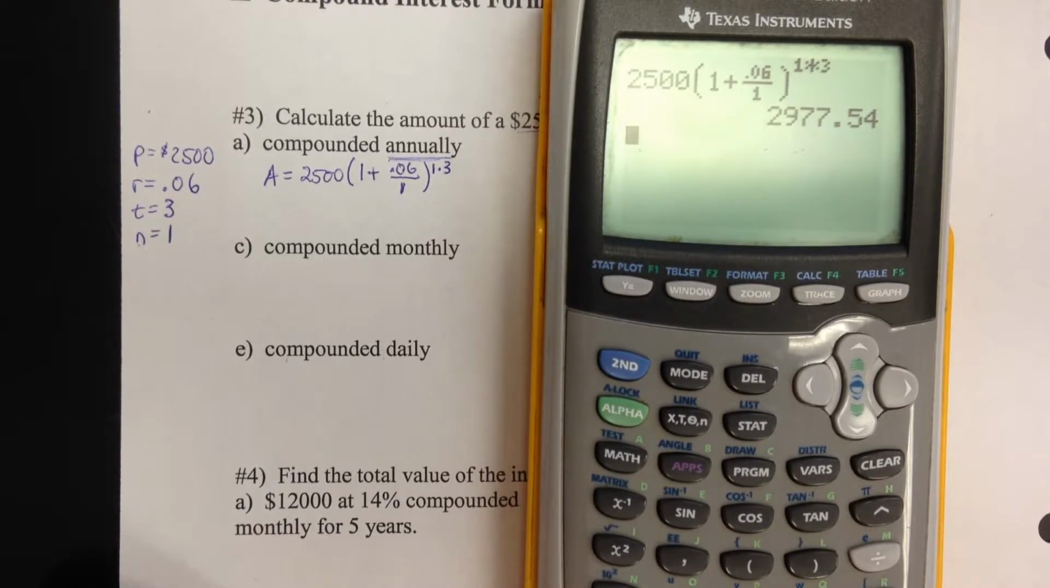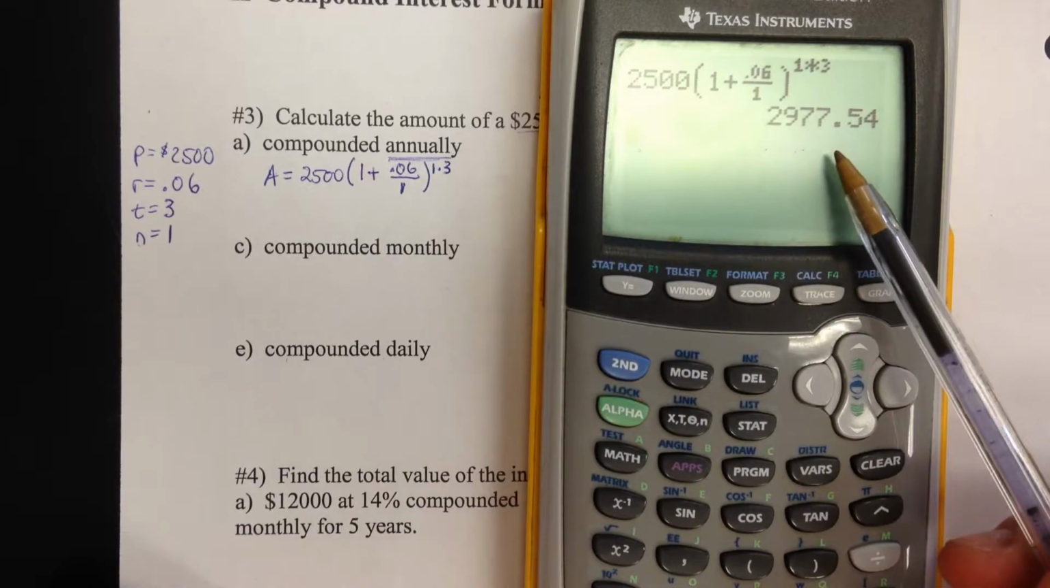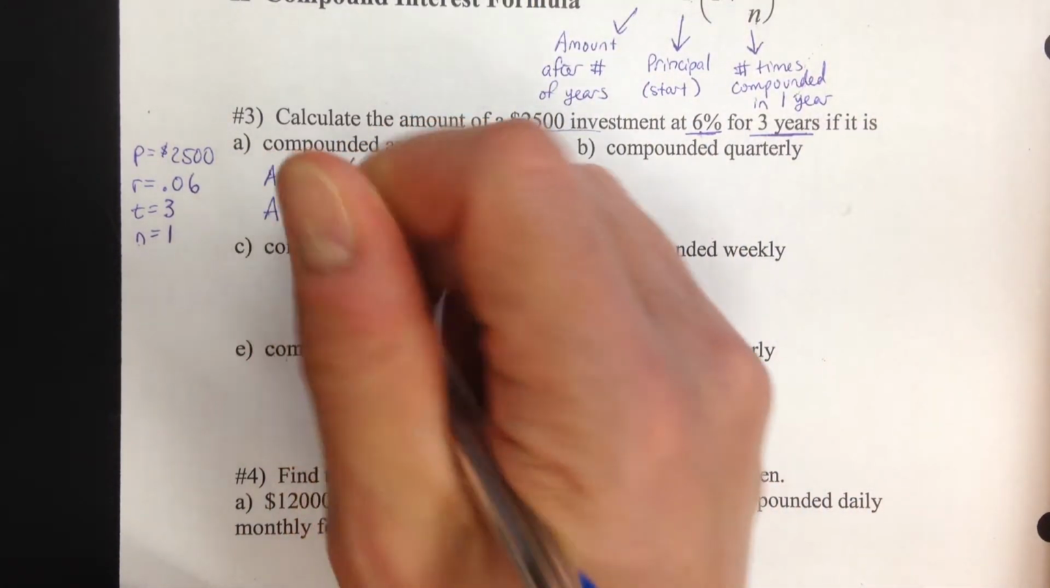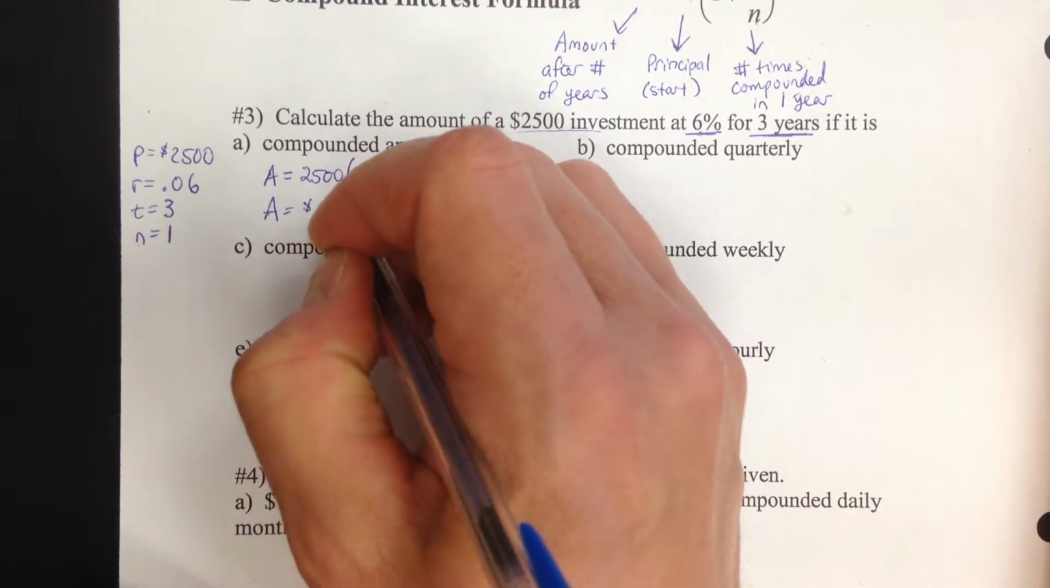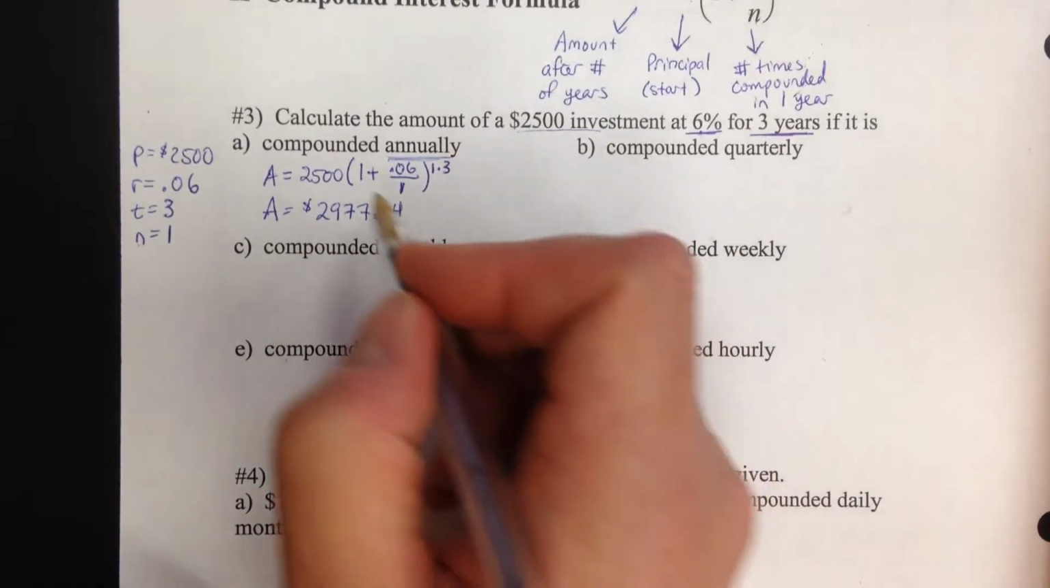so after 3 years, our investment will be $2,977.54. So the amount is $2,977.54.